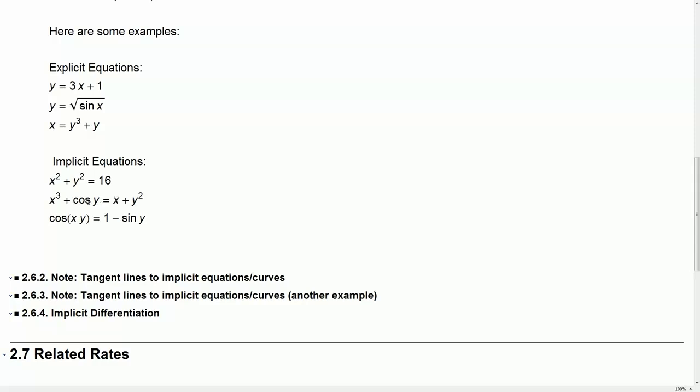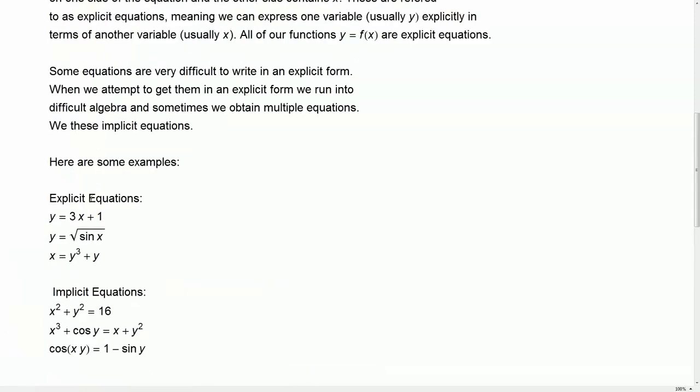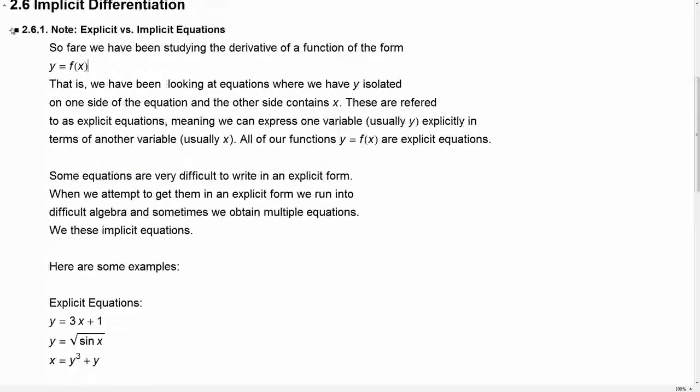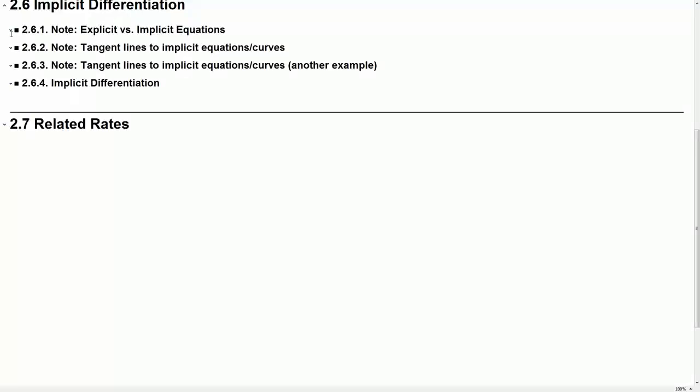And then these, I'll let you play with these, and I'll mess with these in class too. Try and get y by itself, isolated, with no y on the other side of the equation, and you'll see you're going to run into some problems. So that's just to get us to understand the difference between explicit and implicit equations.